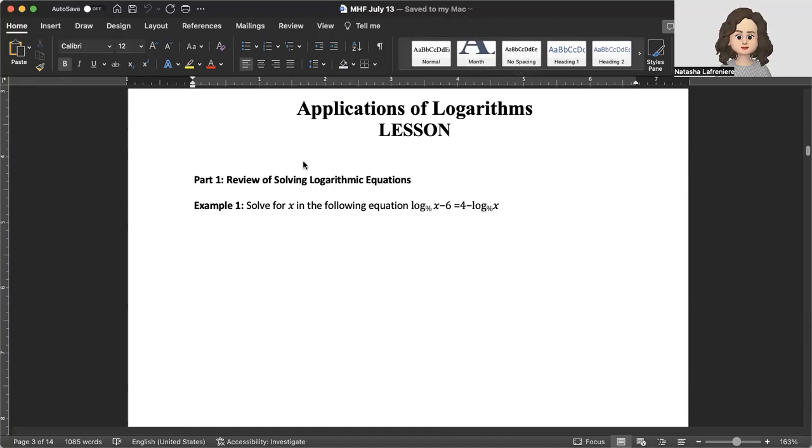Okay. And so it says to solve for x in the following equation. This is supposed to be a 2. I'm going to change that before I post the work package for you guys. And this is also supposed to be a 2. Okay. And so this should be review for you.